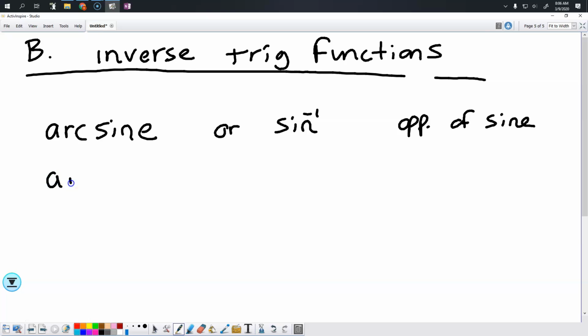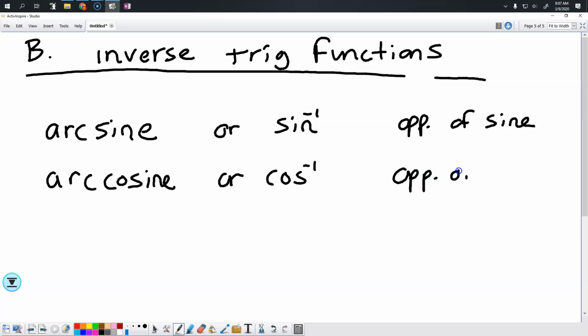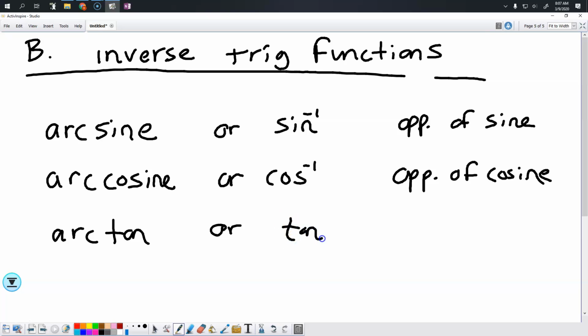The next one we're going to learn here is arc cosine, which is written like this. And it's the opposite of cosine. It's really kind of obvious based on how they're named which one goes with which, right? And then we have arctangent. Now, technically, yes, there are arcs for the other three that we have, but they're kind of not necessary.